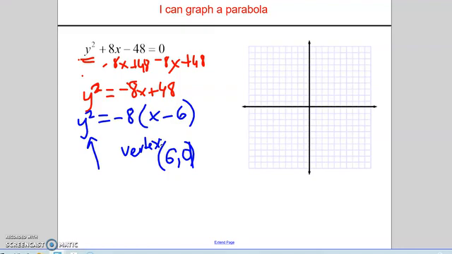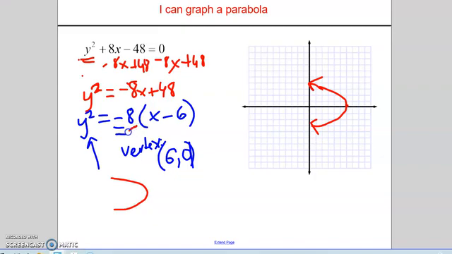Is this an upward facing or downward facing parabola? It's not upward or downward because I've got y squared here. It's going to be a right or a left facing parabola. And because this is negative, my parabola is going to be facing towards the left like this. So let's find (6, 0). That's not it. So (6, 0) is over here. Then I'm facing this way. So this is my parabola.